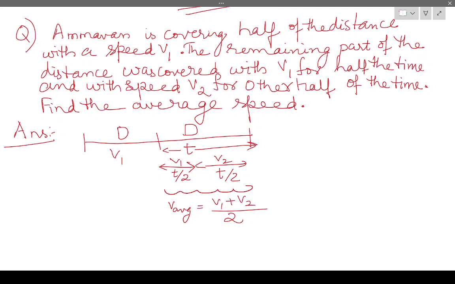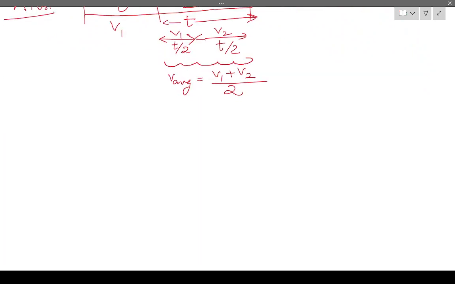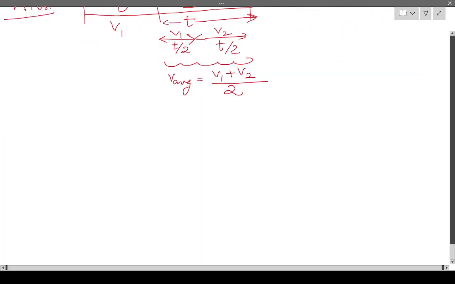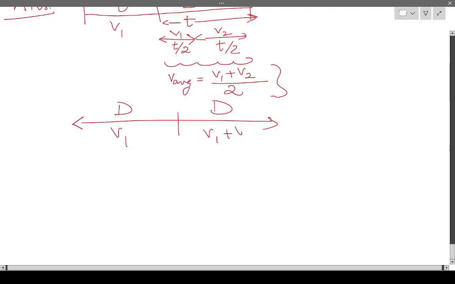Next part. The first half of the distance you are covering with a speed v1. I can write the same problem again: first half you are covering with a speed v1, and the other half of the distance you are covering with the speed v1 plus v2 by 2. Now, the average speed, what is that?